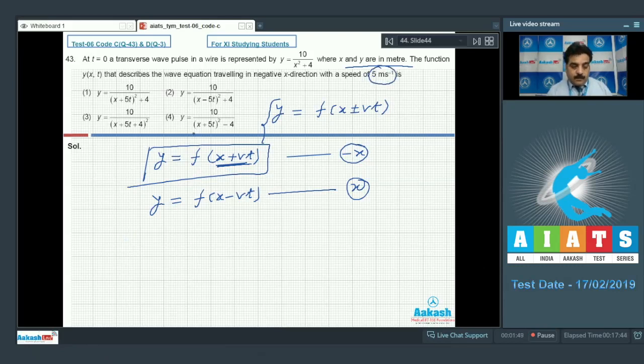Now I am going to find my options. If I go for the first, 10 upon x plus 5t, speed is 5, yes, and plus 4, right? And the question is asking us to describe the wave equation traveling in negative x direction. Negative means x plus Vt. The first option will be the right choice. So let's move on to question number 44.